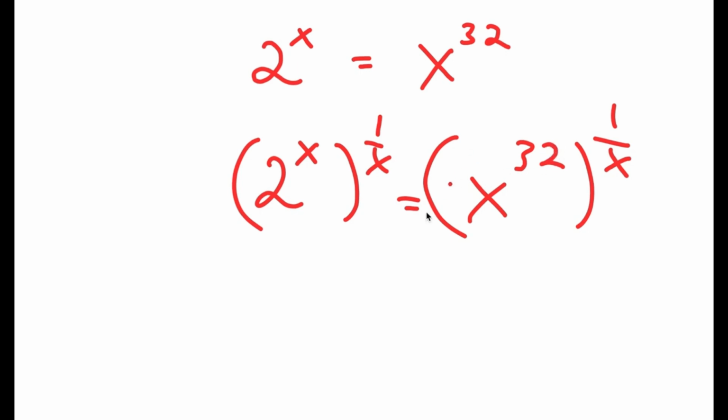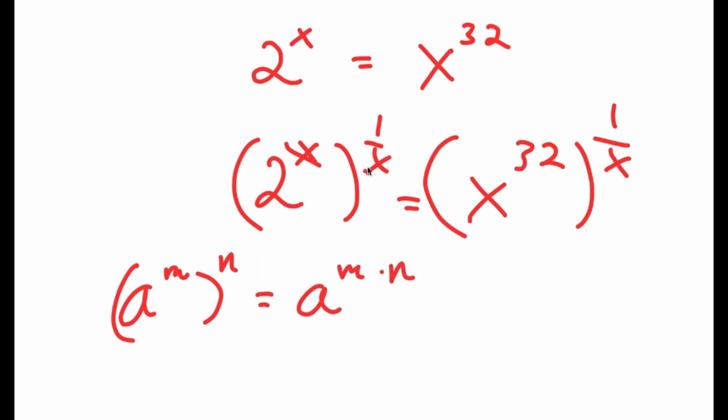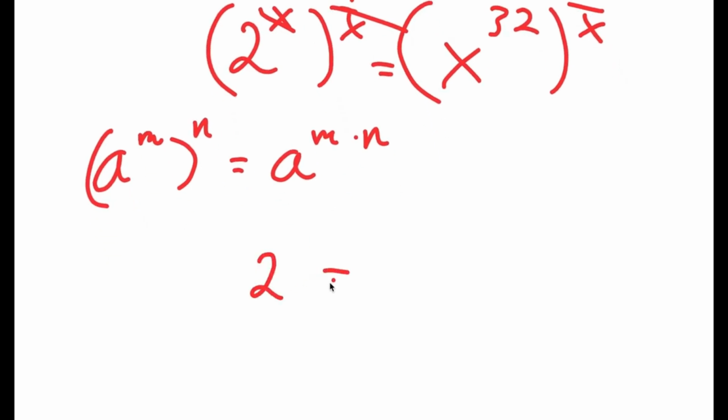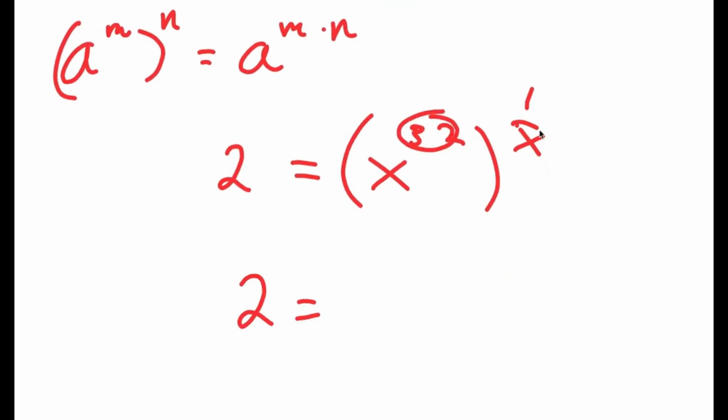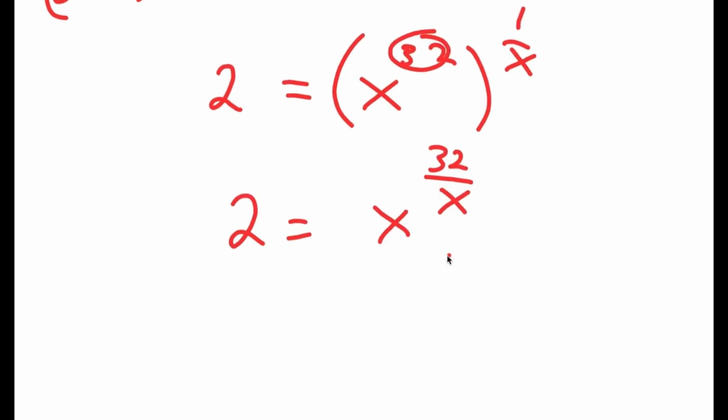And now, if I have something in the form a to the power of m to the power of n, this is equal to a to the power of m times n. So this x and 1 over x cancel out, so I'm left with 2 is equal to x to the power of 32, to the power of 1 over x. And now I can multiply 32 and 1 over x, so I get 2 is equal to x to the power of 32 over x.